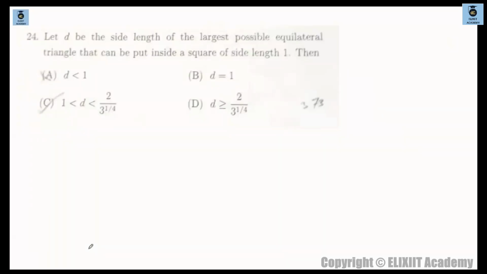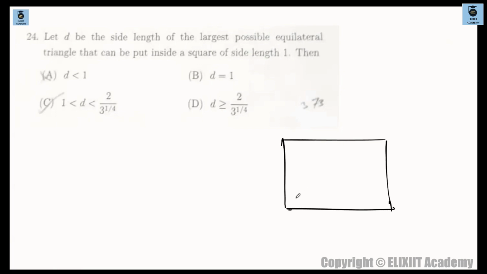Okay, next we have this question which says, let D be the side length of the largest possible equilateral triangle that can be put inside a square of side length 1. Then we have to approximately find the value of D. Now there is a standard way of putting this equilateral triangle in a square.